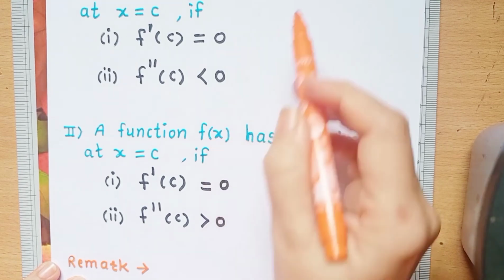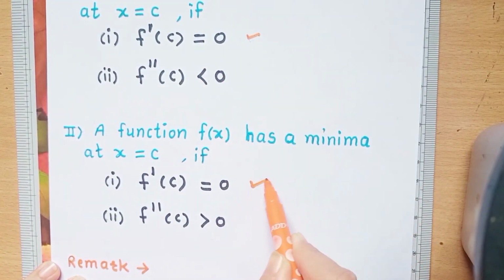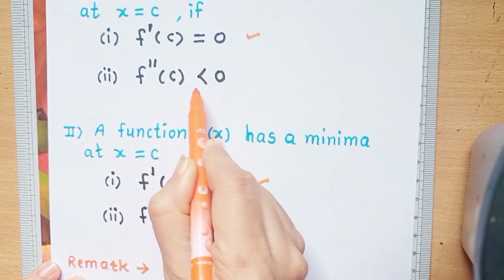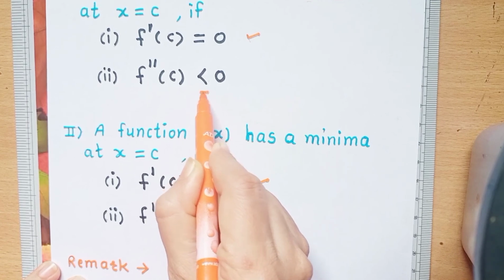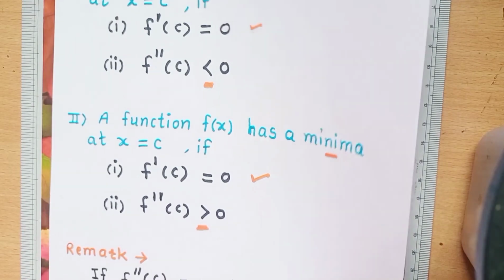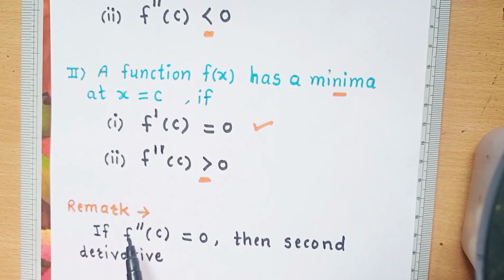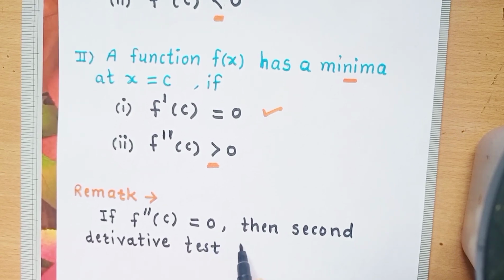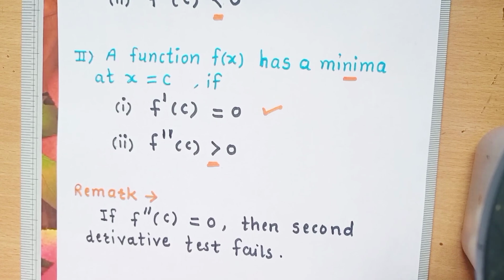Now check here, in both these conditions the first condition is the same, but in the second condition for maxima this double derivative, that means second order derivative, is less than 0, and for minima the second order derivative is greater than 0. Now one remark is there, if f double dash of c is equal to 0, then in this case this test, meaning the second derivative test, fails. So here you may try the first derivative test.